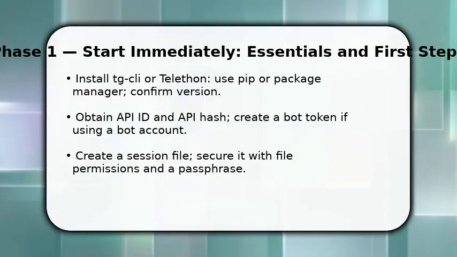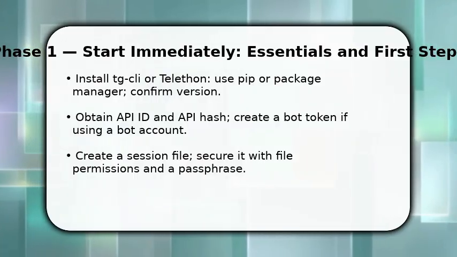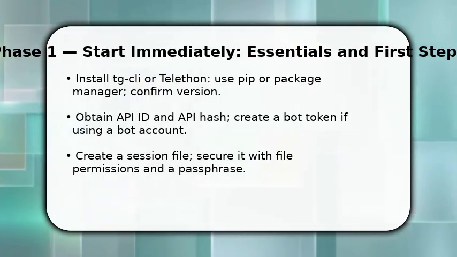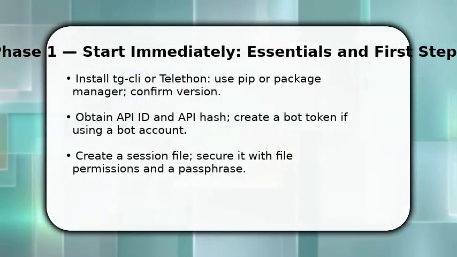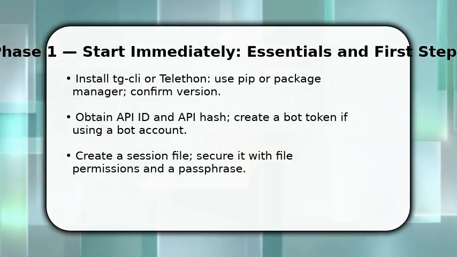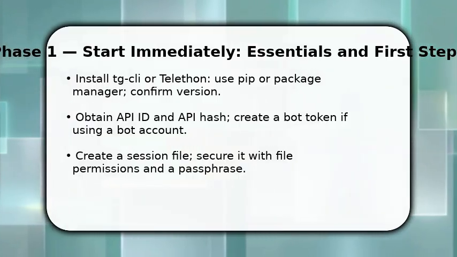Enjoy the video. You start by preparing TG so you can run macros immediately. Install the TG client or Telethon, then authenticate. Enter API ID and API hash or paste a bot token. Once authenticated, create a persistent session file and save it securely. Make sure to restrict file permissions because sessions hold credentials.